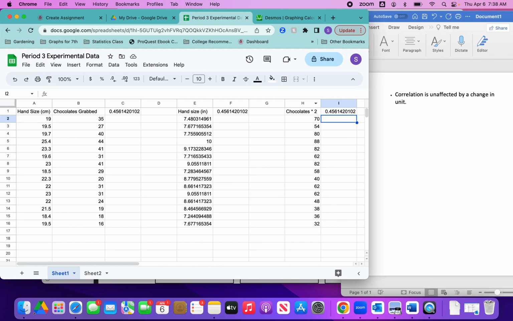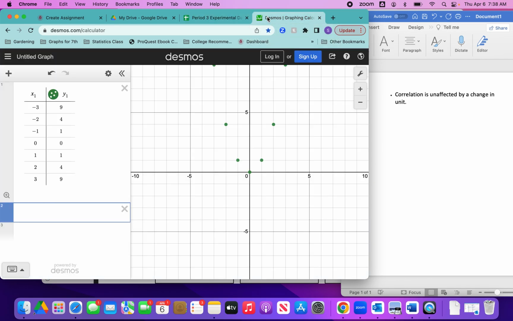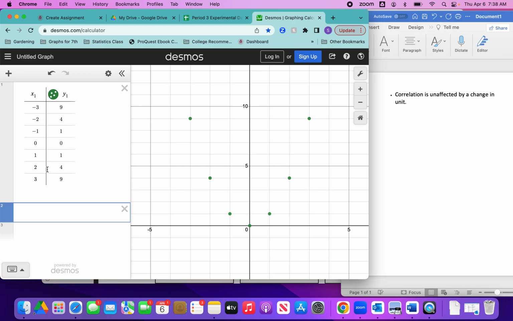Awesome. A couple of other things I wanted to make sure we touch on. The next one is if I take an example in Desmos, and what I've done here is just create some fake data, and if you look at it for 2 seconds, you can probably see the relationship between x and y.